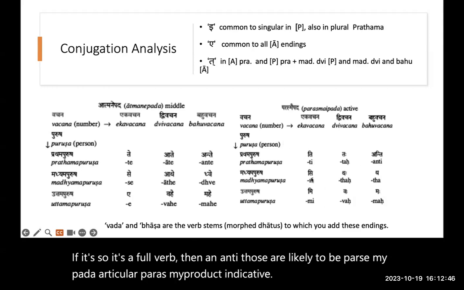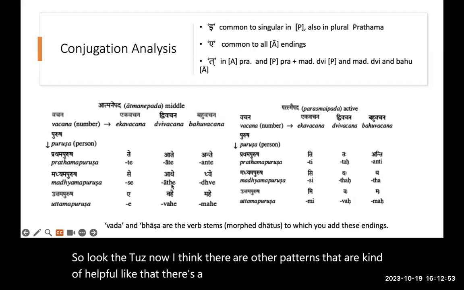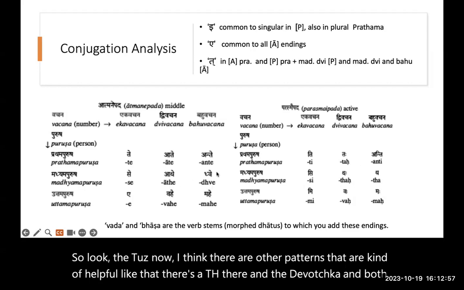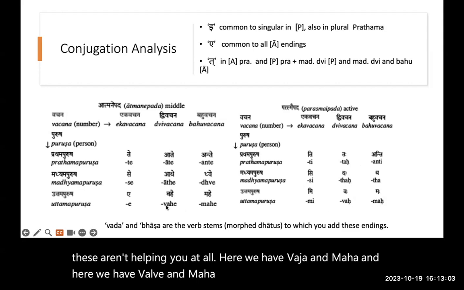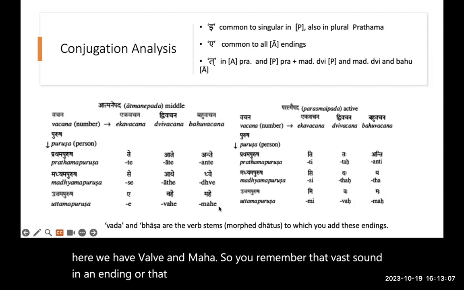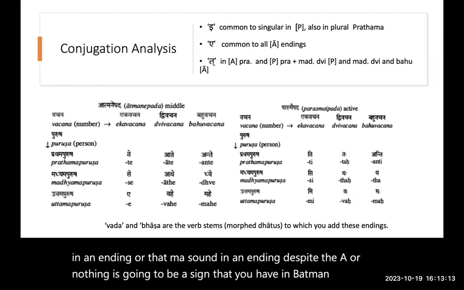So look to the endings. Now, I think there are other patterns that are kind of helpful, like that there's a th there in the dvivachana in both. Here we have vaha and maha, and here we have va and maha. So you remember that that va sound in an ending or that ma sound in an ending, despite the a or nothing, it's going to be a sign that you have an Atmanepada verb.